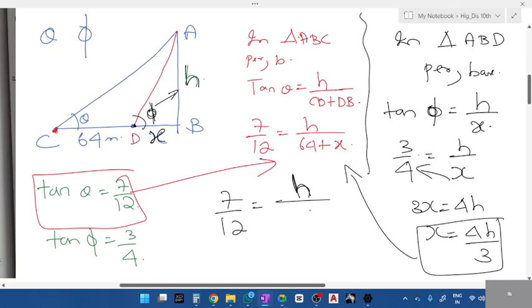So from x, h. So 64 plus, in place of x, what should I write? 4h plus. Complete it till here. Later we'll take the LCM and solve. Write properly, right? Whatever I've written, complete it. Two triangles.